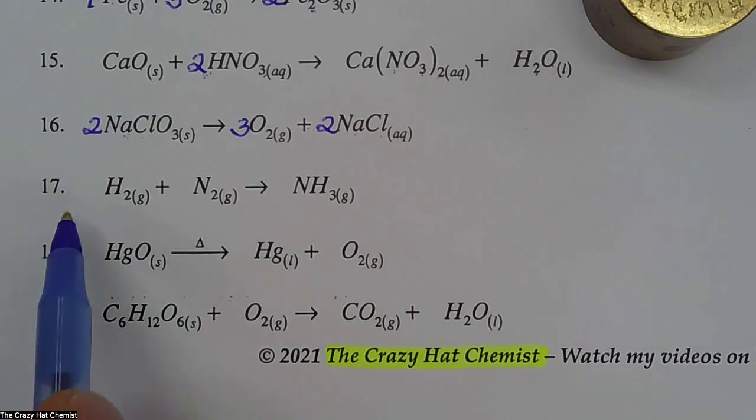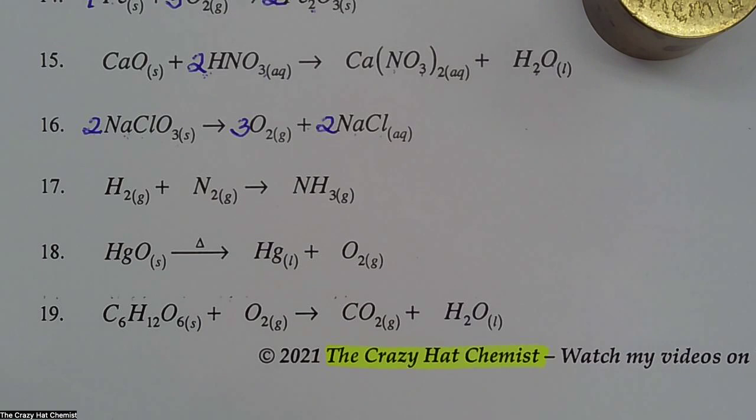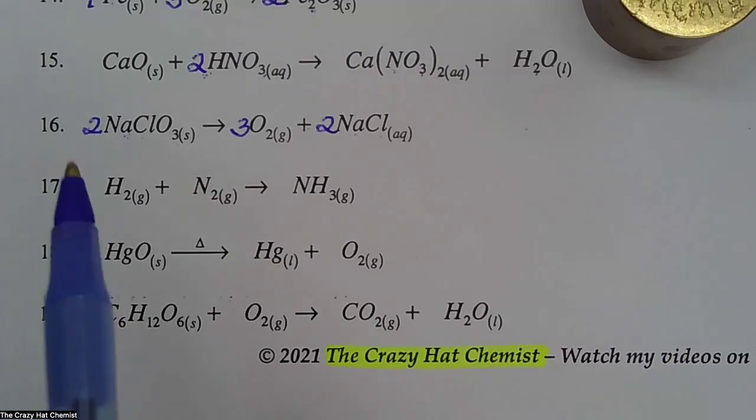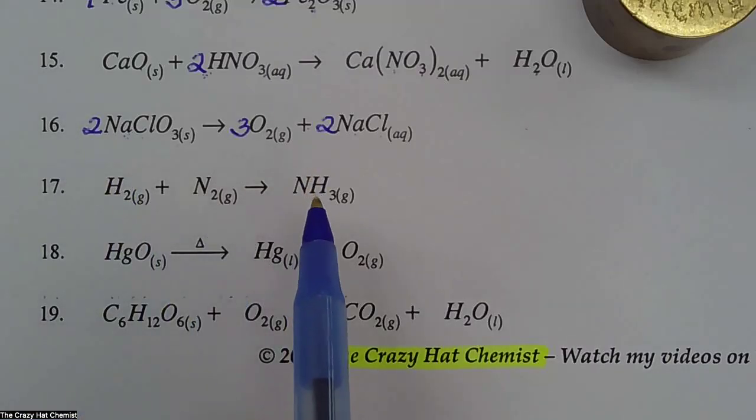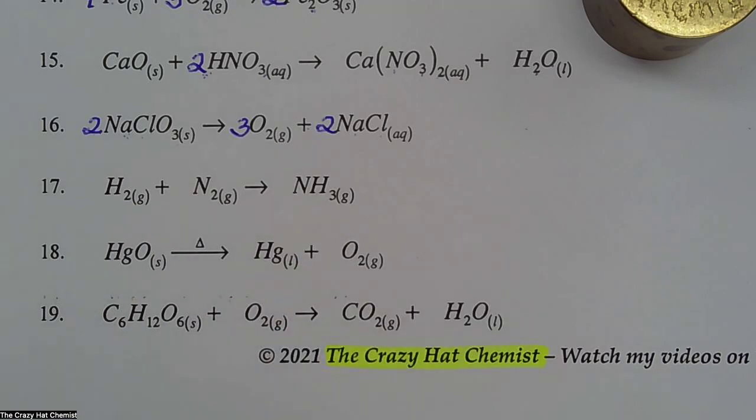Next one here. This number 17 is a most famous reaction right here. This is the production of ammonia. This is the Haber process. So it's a combination reaction with hydrogen and nitrogen. It gives you ammonia gas.